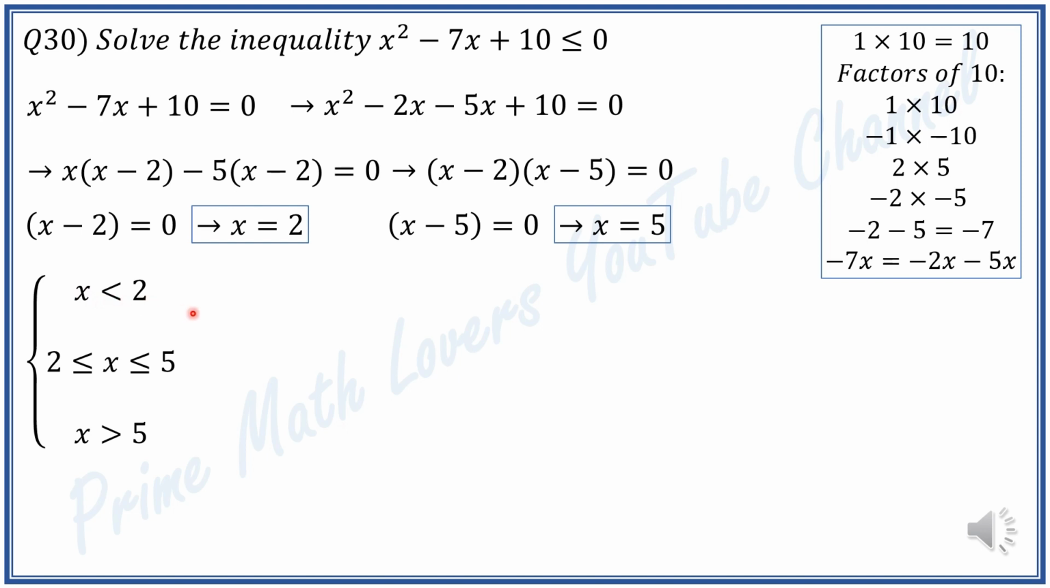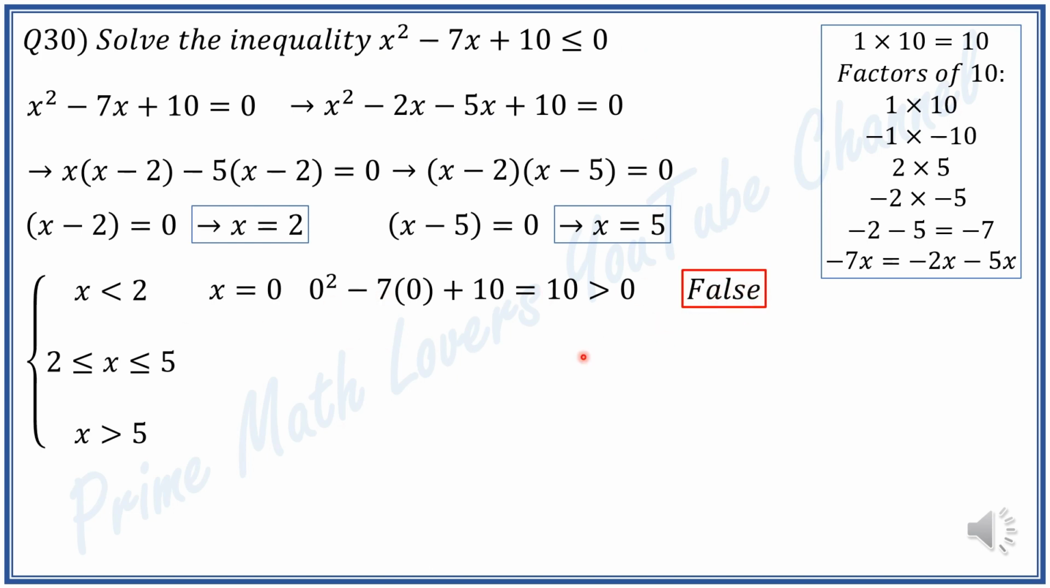For x less than 2, I choose x is equal to 0 as a test point. I replace x in our inequality with 0. So I get 0 squared minus 7 times 0 plus 10, and the result will be 10. 10 is positive, is greater than 0, so it doesn't satisfy our inequality. So this interval is false.